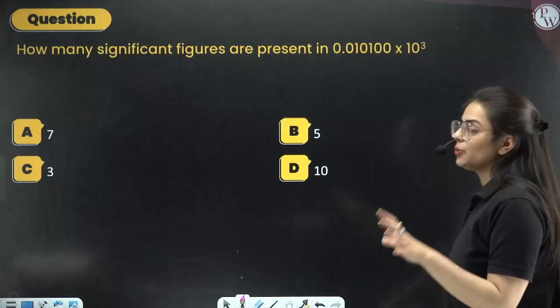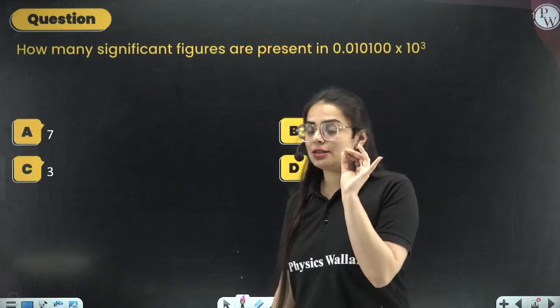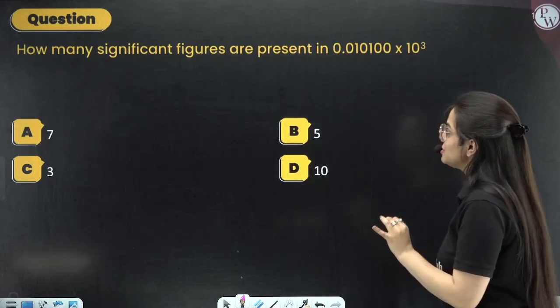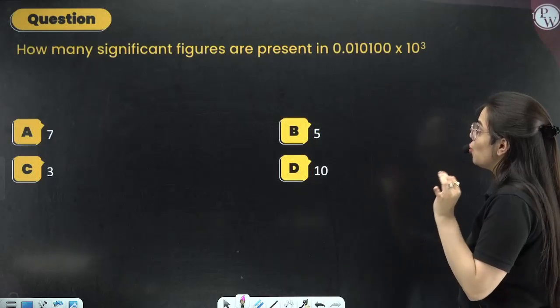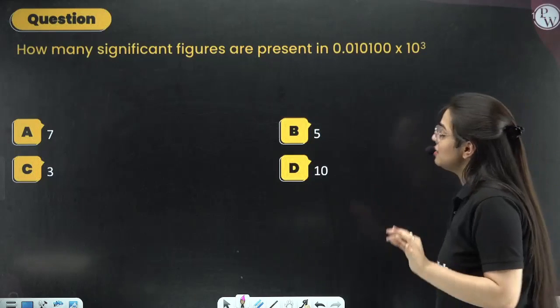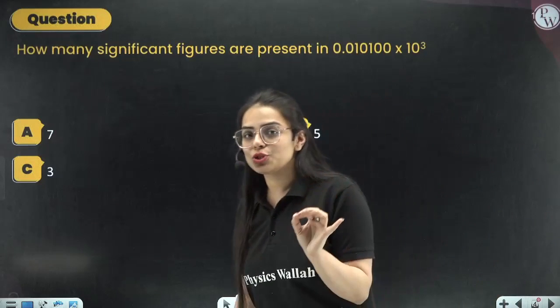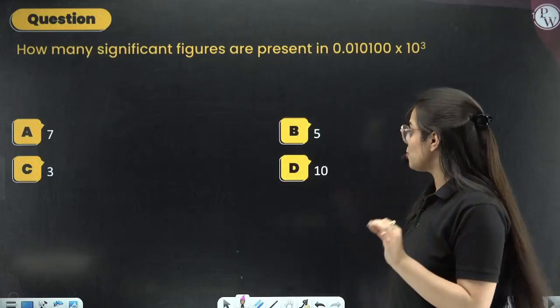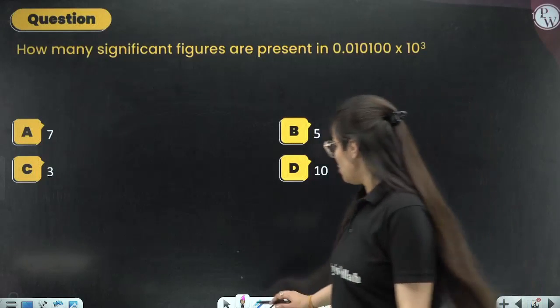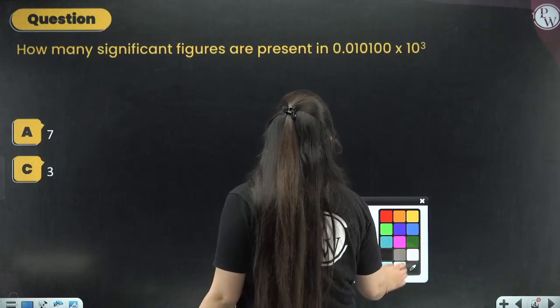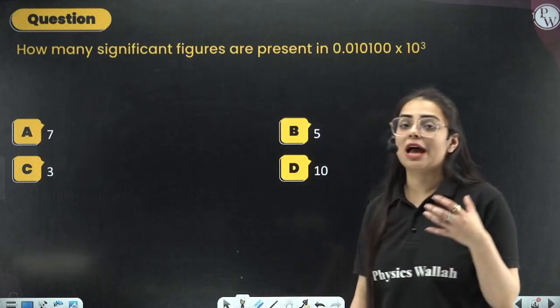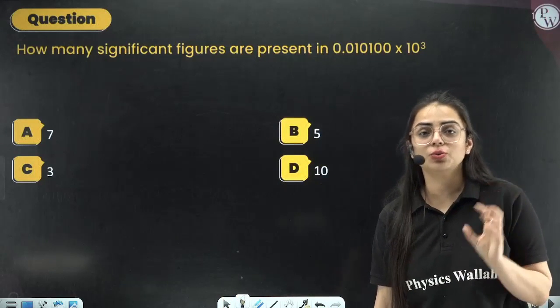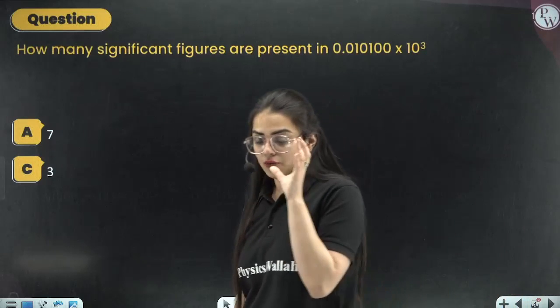I will be reading the question in front of you. The question is, how many significant figures are present in 0.010100 into 10 raised to the power 3? A option is 7, B option is 5, C option is 3, while D option is 10. So now, how to calculate significant figures? Students, in your NCERT also you have been provided with certain rules in order to calculate significant figures.